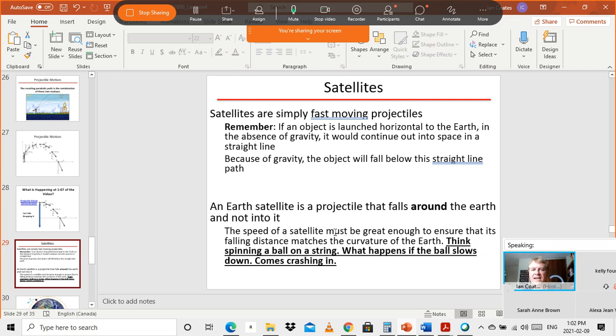That's why satellites are moving really fast. Okay? They're moving crazy fast. Because the minute they stop moving fast, what happens to the ball? It falls down. And so if these satellites stop moving at the speed they are, they'll just crash right into Earth. So that's why they're moving. They're constantly moving fast. All right?